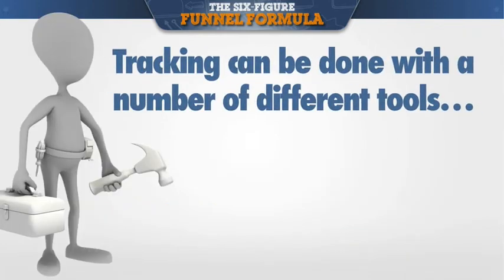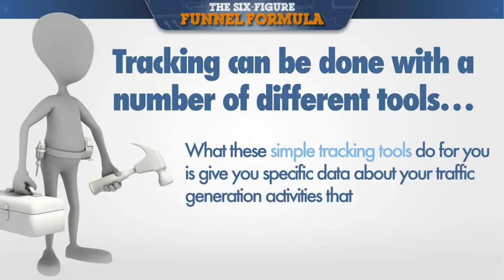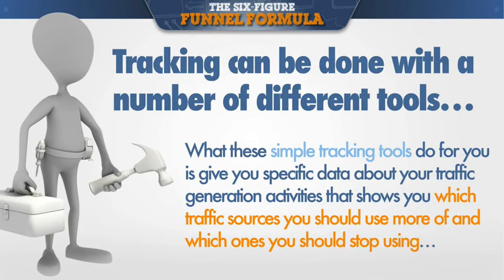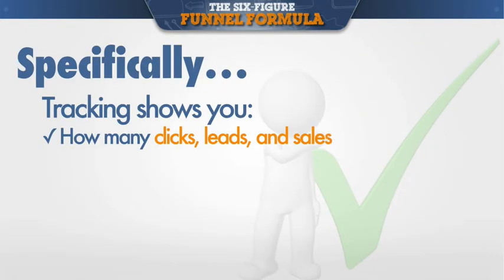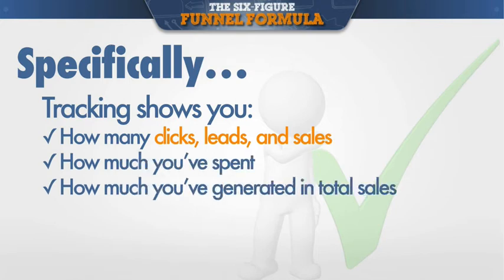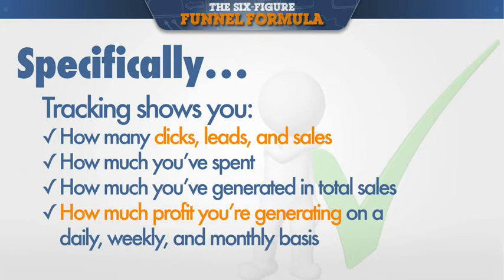Tracking can be done with a number of different tools, and I'm going to show you one tool that I use and recommend in just a bit. In a nutshell, what these simple tracking tools do for you is give you specific data about your traffic generation activities that shows you which traffic sources you should use more of and which ones you should stop using, all based on profitability. Specifically, tracking shows you exactly how many clicks, leads, and sales a traffic source is bringing you, and how much you've spent, how much you've generated in total sales, and how much profit you're generating on a daily, weekly, and monthly basis.